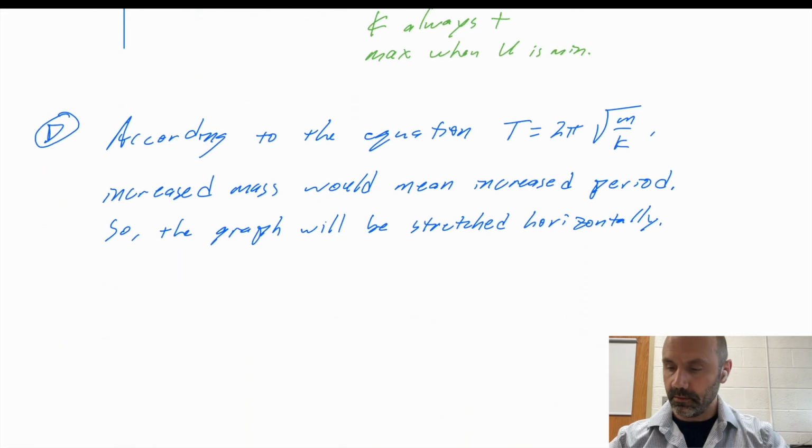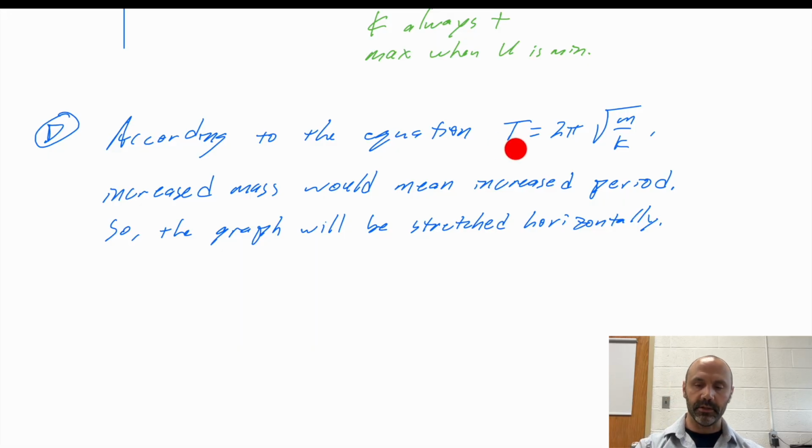Part D, relatively simple. They just say that now we've got a new block, larger mass. What's one thing that's going to change about the graph? Well, we have this equation, period is 2 pi root m over k. So with no other analysis, just from this, we can say that the period is going to increase. That's going to be a horizontal dilation, a stretching of the graph, right? So increase mass, increase period. It's a stretching of the graph.